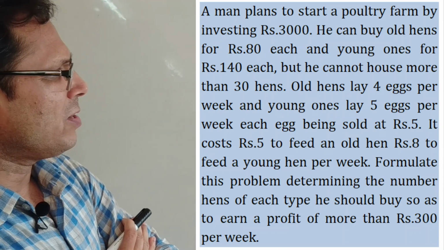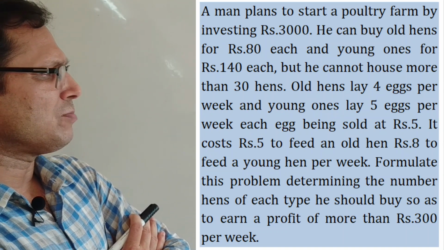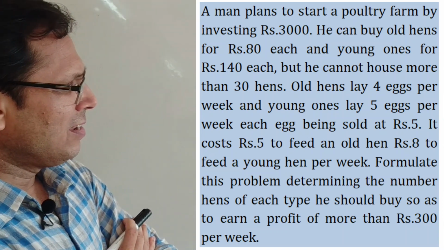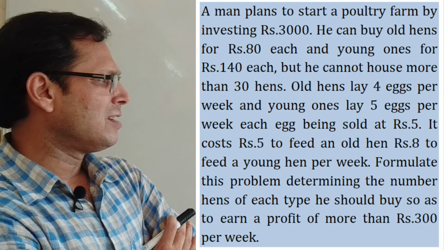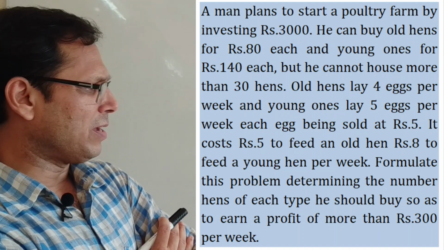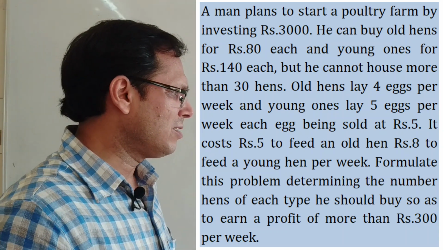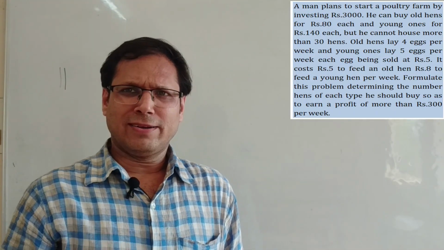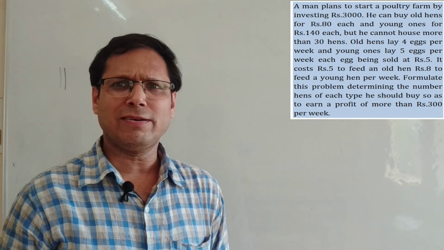Okay, next, old hens lay 4 eggs per week and young ones lay 5 eggs per week. Each egg is sold at rupees 5. Again, it costs rupees 5 to feed an old hen and rupees 8 to feed a young hen per week. Now formulate this problem, determining the number of hens of each type he should buy so as to earn 300 rupees per week. First of all, let a man buy X number of old hens and Y number of young hens to earn the maximum profit.